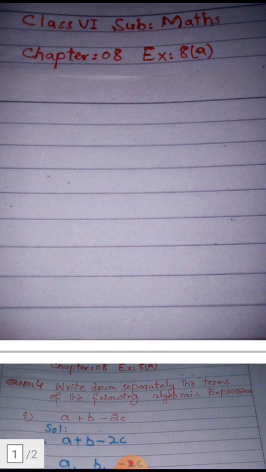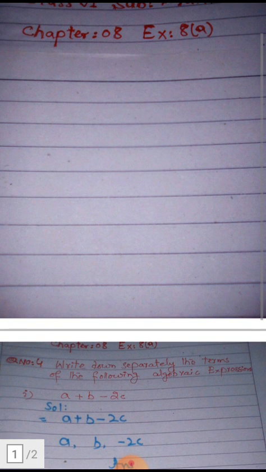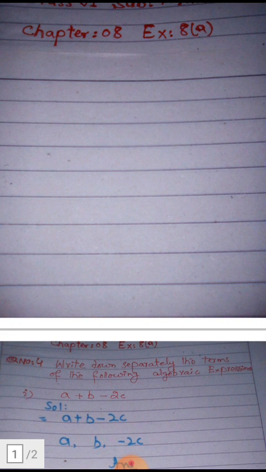Okay, so that's the comma I have given here. a plus b minus 2c is equal to a comma b comma minus 2c. So this is the overall answer of this question. By the same manner you have to solve the other two questions, separating the terms by commas.